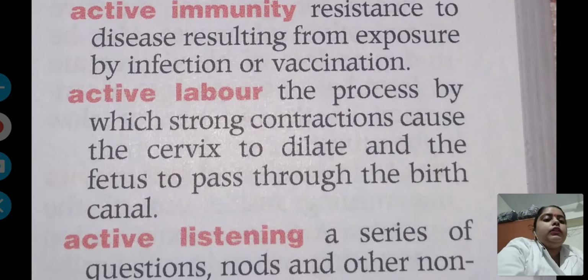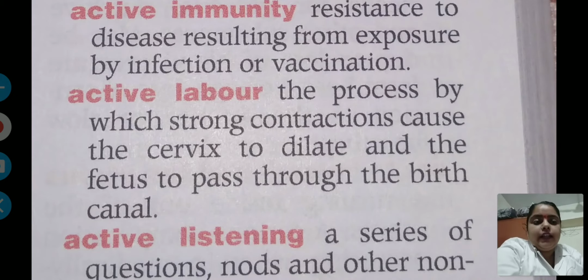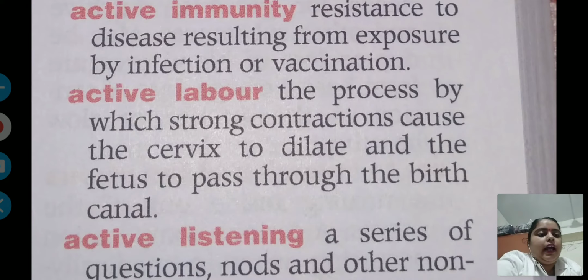Then active labor: the process by which strong contractions cause the cervix to dilate so the fetus can pass through the birth canal. It is a process by which strong contractions are produced by the uterine wall, and the cervix dilates so that the fetus or the baby can pass through the birth canal to have a normal delivery. Then active listening.